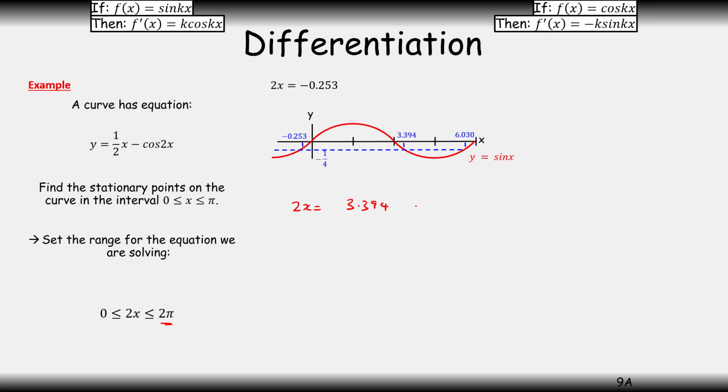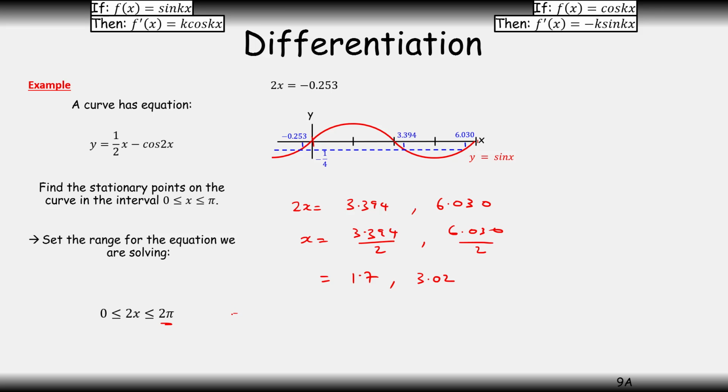So 2x is equal to 3.394 and 6.030, which is within our range from here to here. The negative number is not in our range, so to get x we halve them, which gives us 1.7 and 3.02. Okay. Once we've got that, those are our two x coordinates, so we can find y.